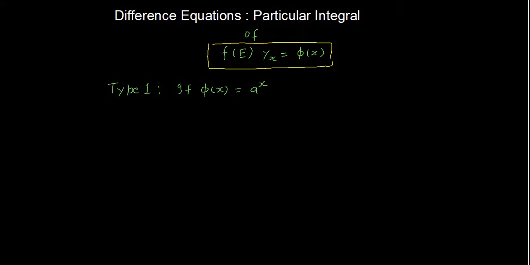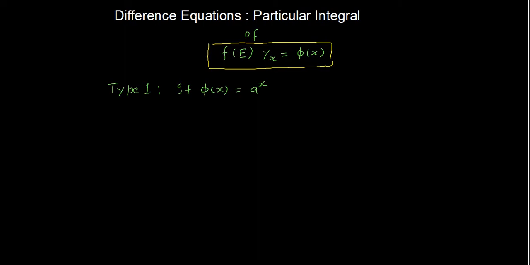Hello student, today we are going to discuss how we find the particular integral of a difference equation, that is, a linear difference equation with constant coefficient. The general form of a linear difference equation with constant coefficient is f(E)y_x = phi(x).